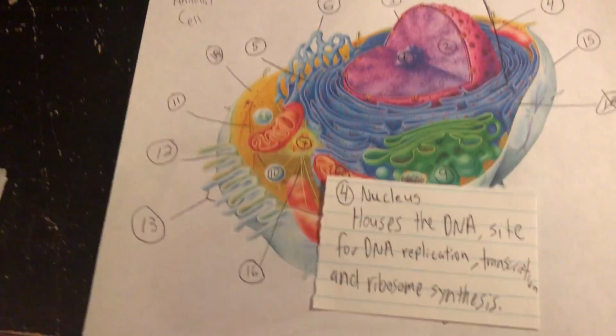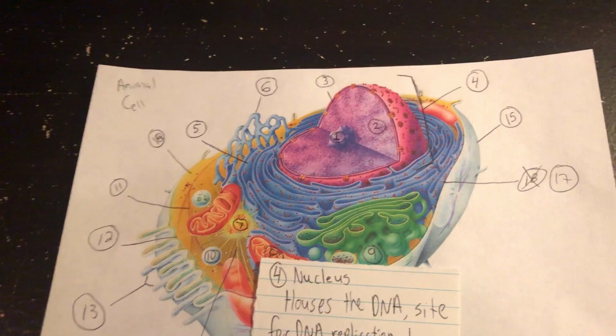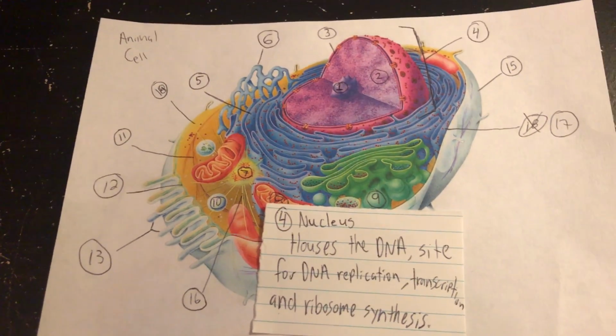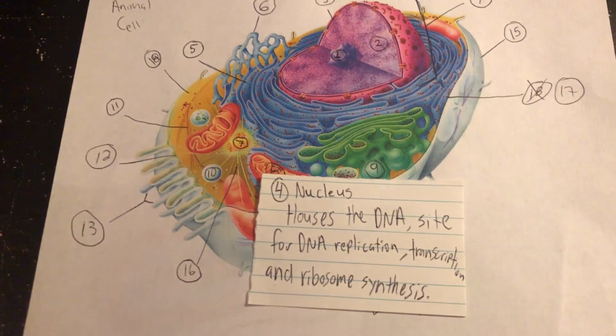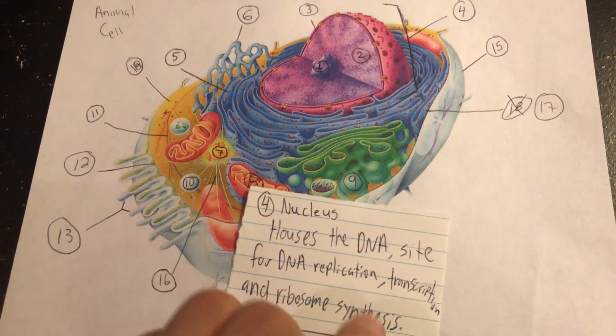Next is the entire nucleus. It's pretty much all these parts I've talked about, 1, 2, and 3. 4 makes up all those three parts, but it houses the DNA. It's a site for DNA replication, transcription, and ribosome synthesis.